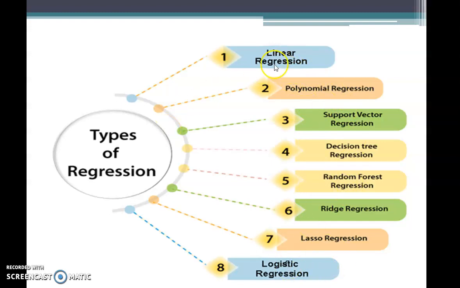So what are the types of regression? Linear regression, polynomial regression, support vector regression, decision tree regression, random forest regression, ridge regression, lasso regression, and logistic regression. These are some of the regression types used in machine learning for analysis to find out the relationship among the variables.